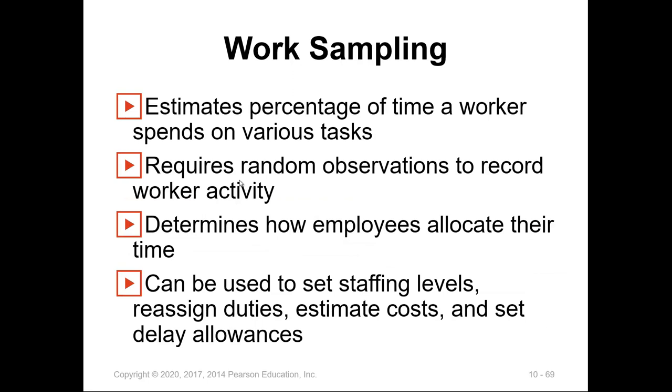The last method that we can use to do standard is called work sampling. Work sampling estimates the percentage of time a worker spends on various tasks. It requires random observation to record worker activity. The results are used to determine how employees allocate their time. The knowledge extracted from the results can be used to set staffing levels, reassign duties, estimate cost, and set delay allowance.